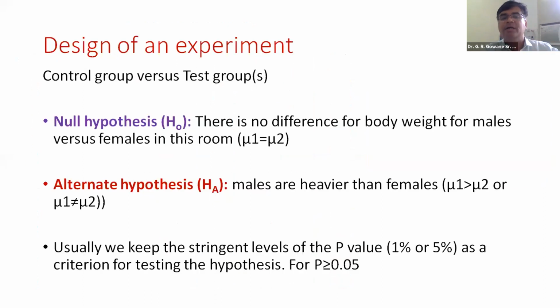So once we are clear with this, then we can design an experiment. Okay. In an experiment, in design of experiment, basically we have a control group and we have a test group.